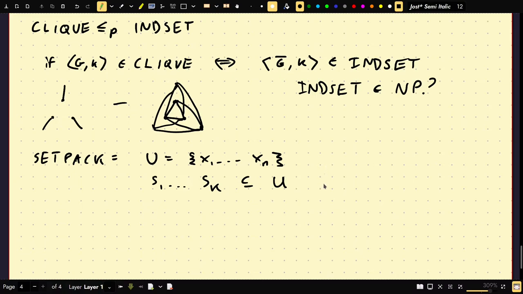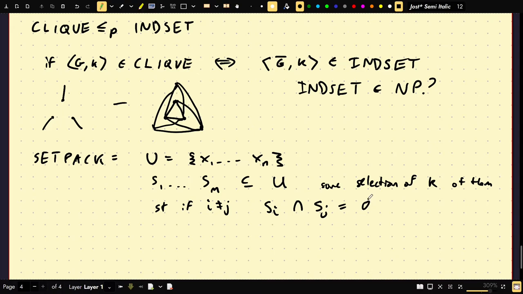And you want some selection of, well, you know what I'll say? Because we have, let's say, M subsets, and you want to choose K of them such that if i does not equal j, then Si intersect Sj is equal to the empty set. So you basically are choosing K independent sets. All of them are pairwise disjoint. None of the sets share an element with each other.